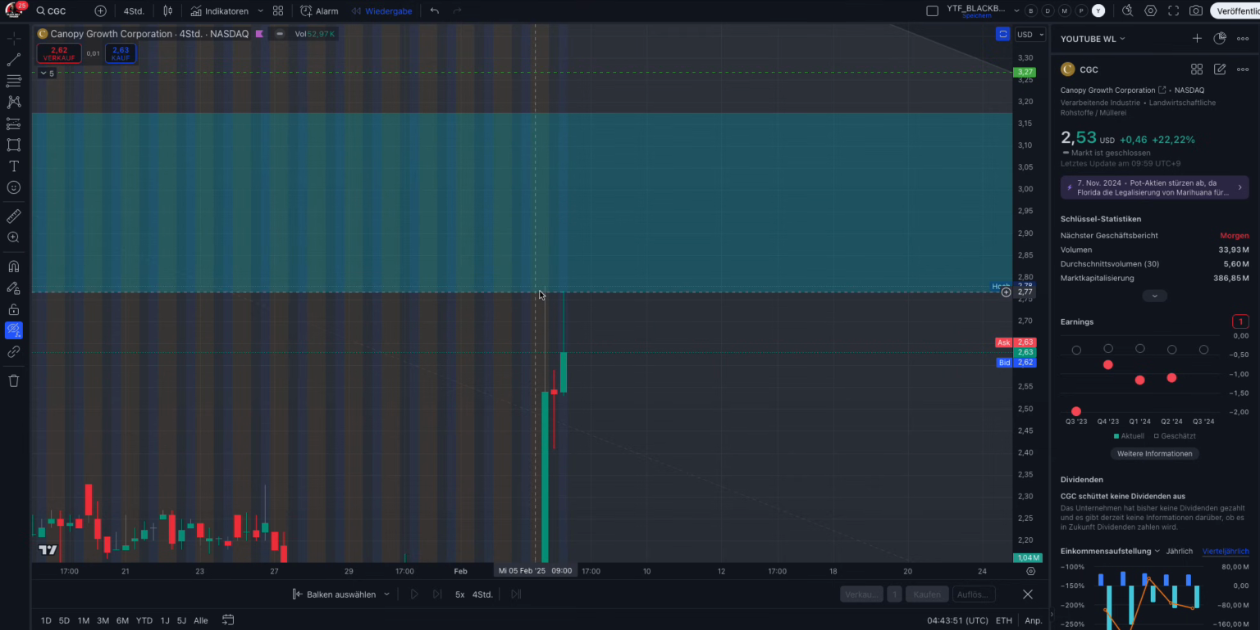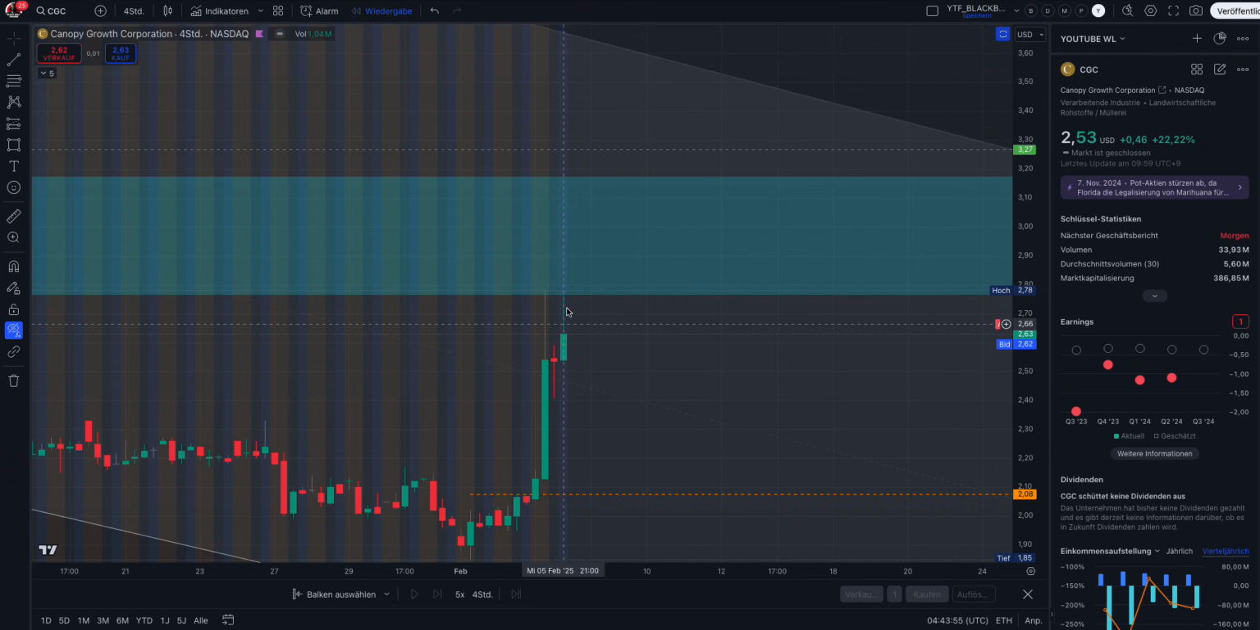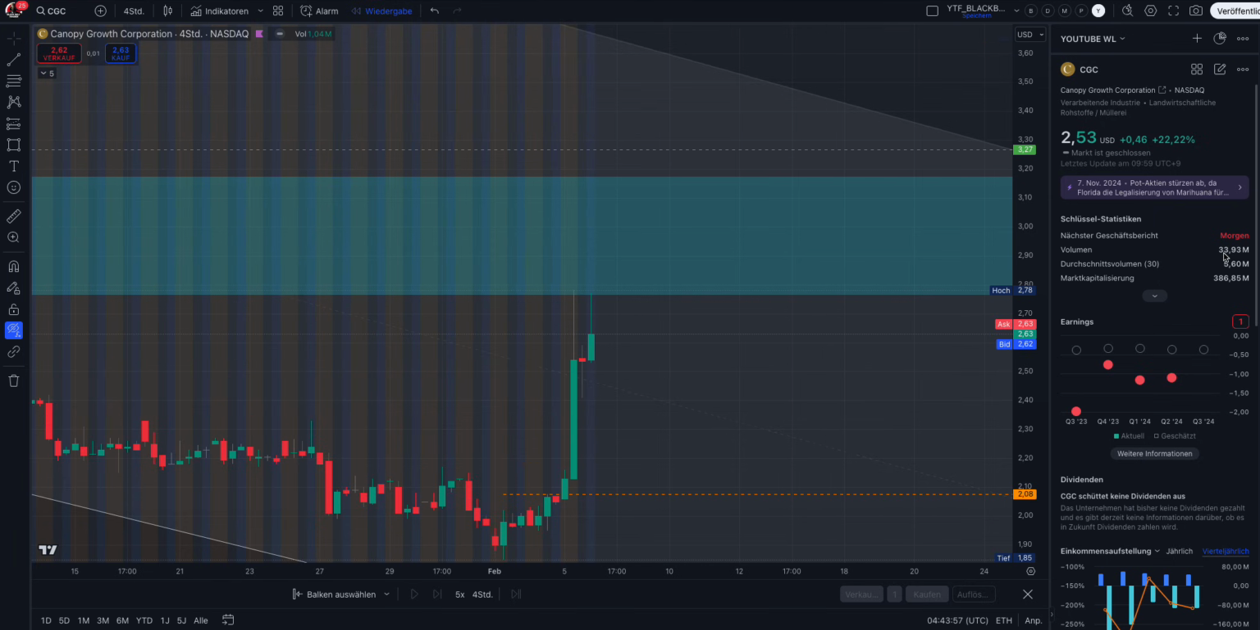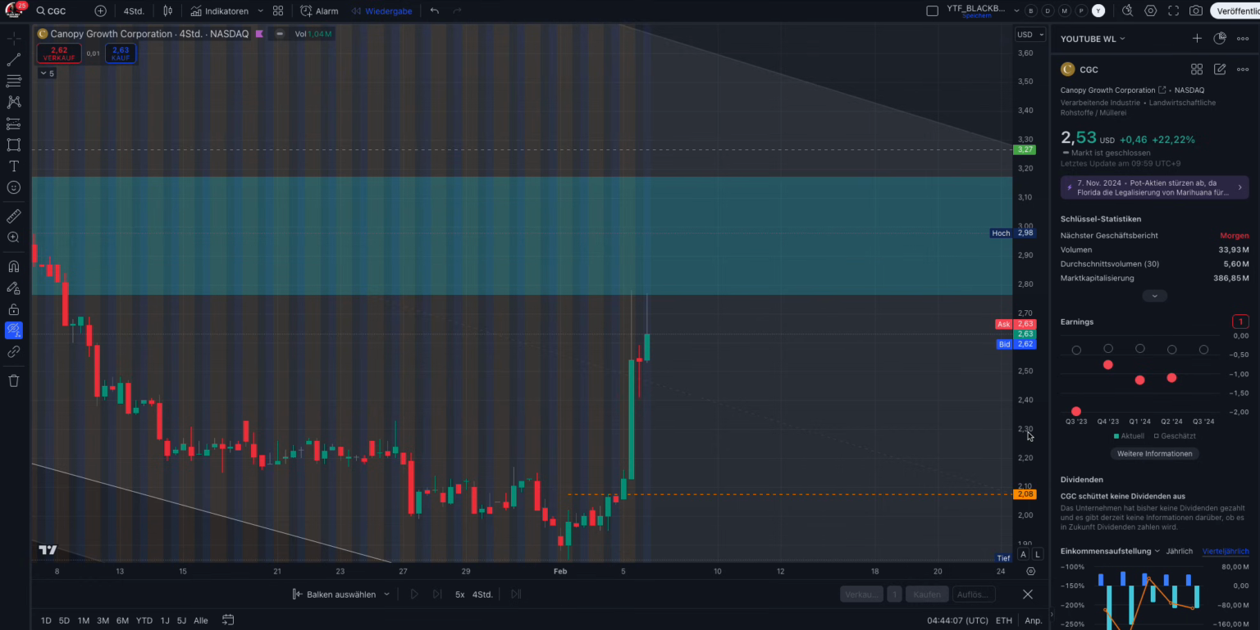You can see two times now we retested my algo zone and had a small rejection here, small rejection here. So even 33 million volume has not been enough yet to break this algo zone, or to come back into this algo zone, which can of course act like a squeeze trigger.